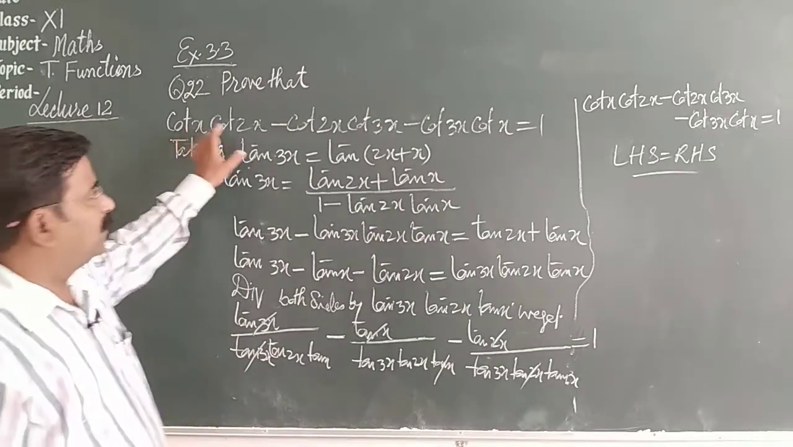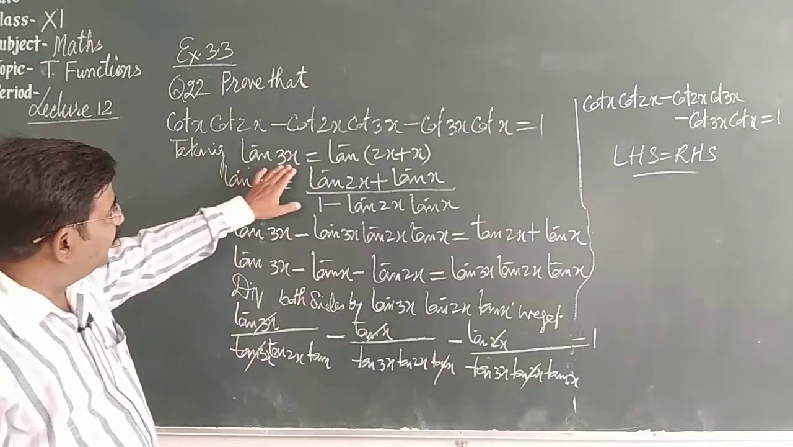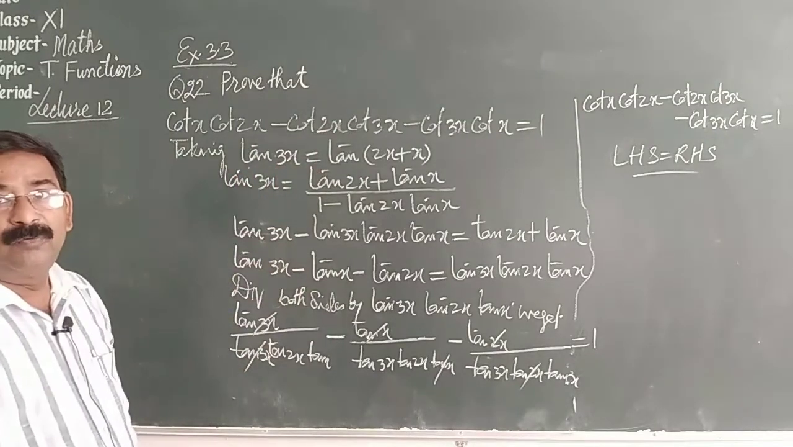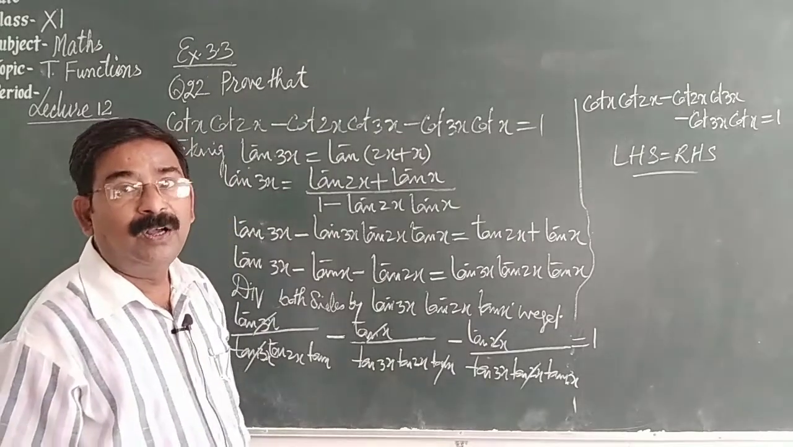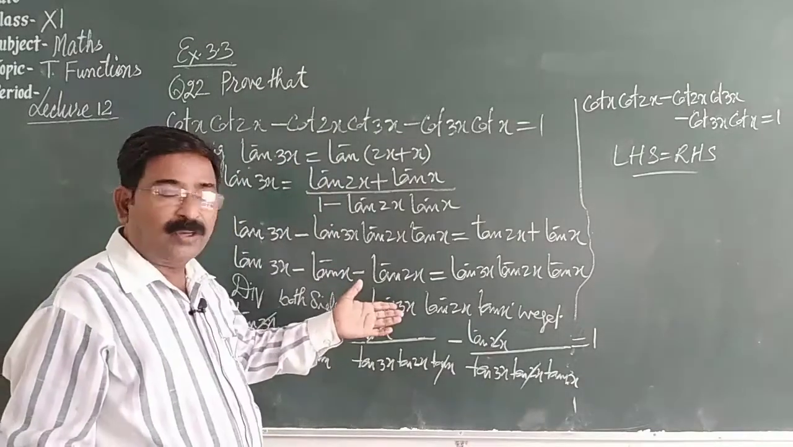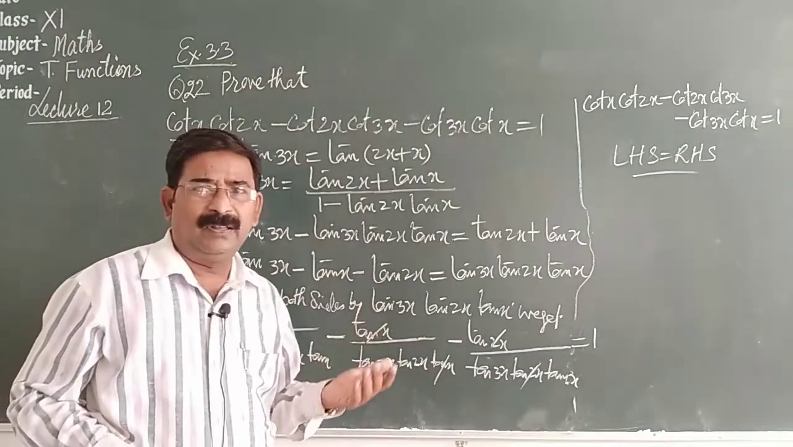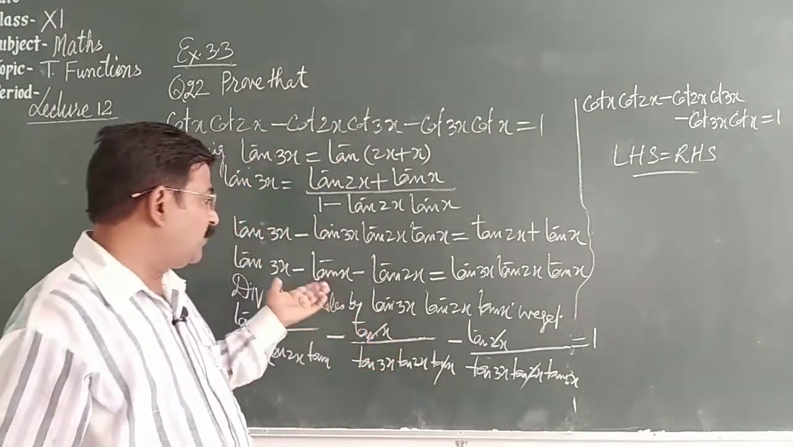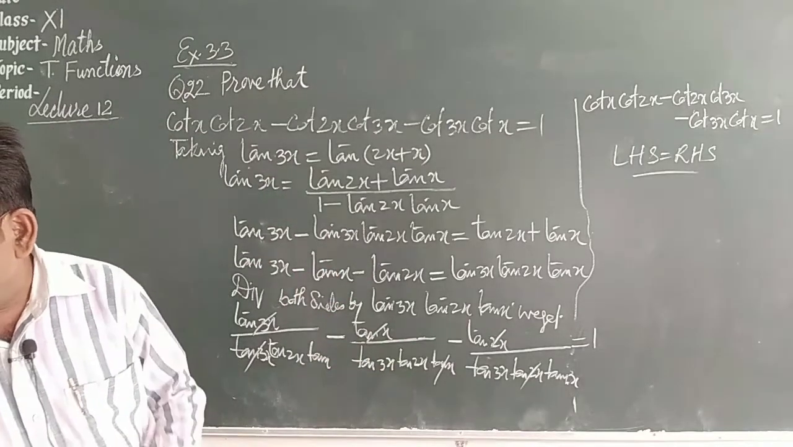Otherwise, in another method, taking two at a time we can solve, or this can be taken as cot also. The formula of cot 3x is cot 2x cot x minus 1. You know the formula of cot 3x, and then cross multiply and get the result. So we had better learn the formula of tan 3x and apply this. Got it? Now let's see.